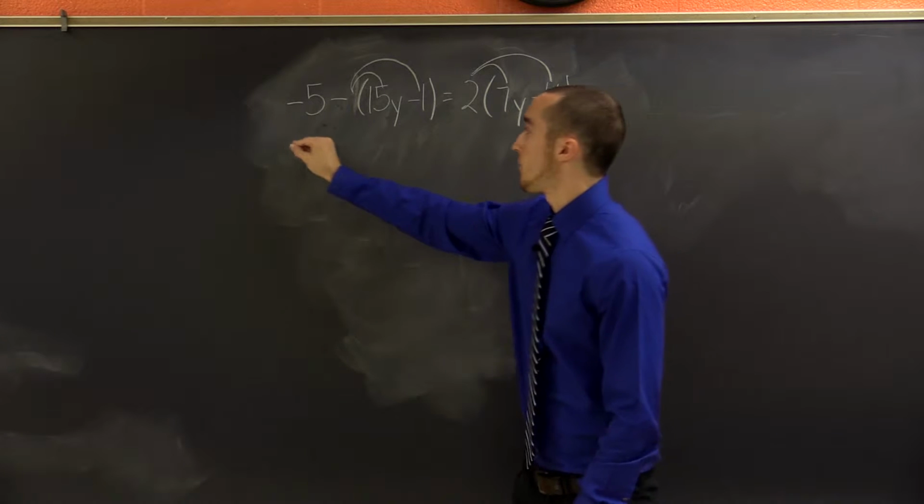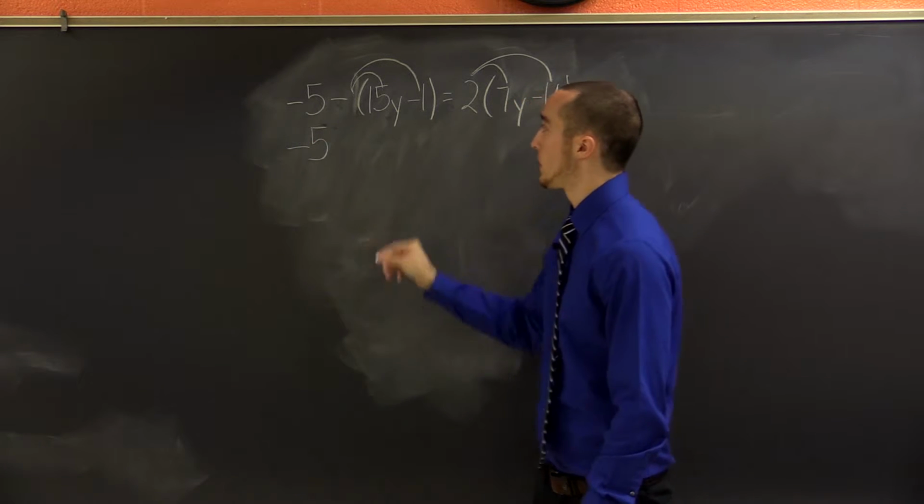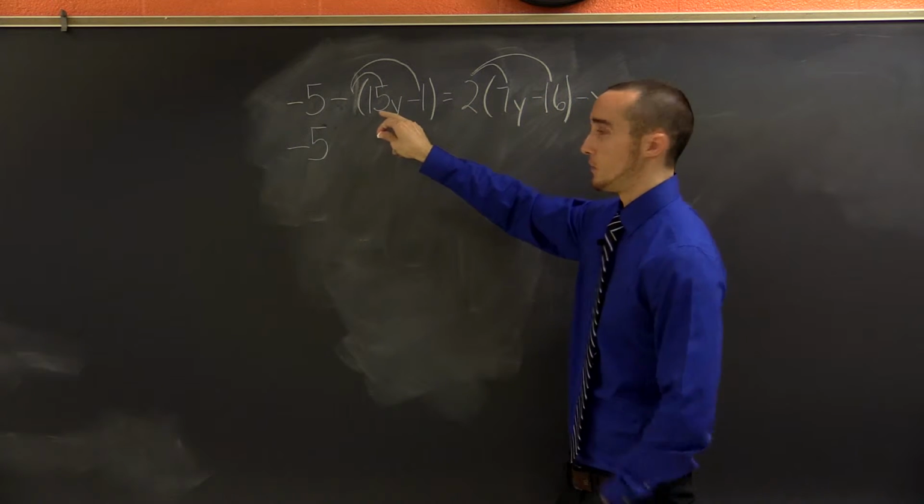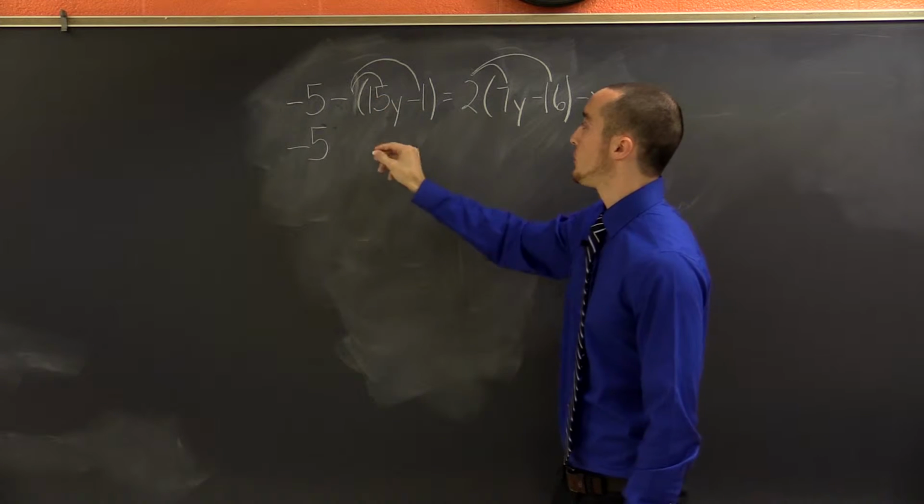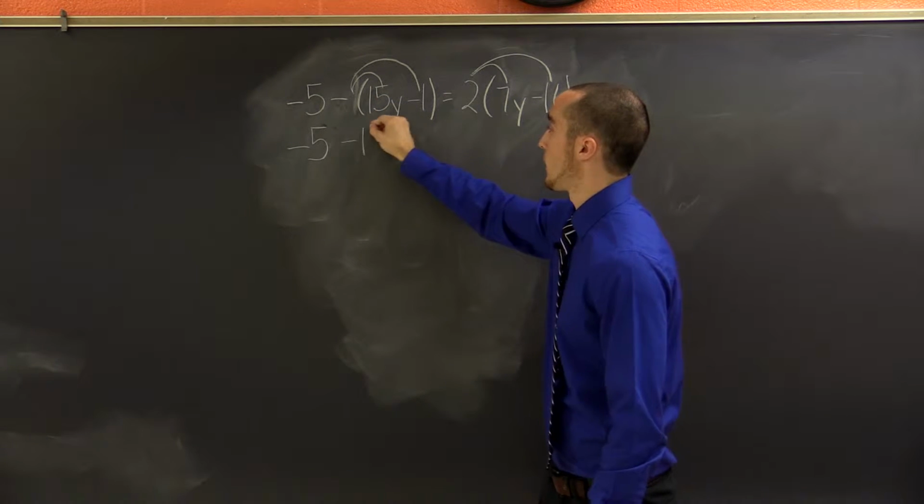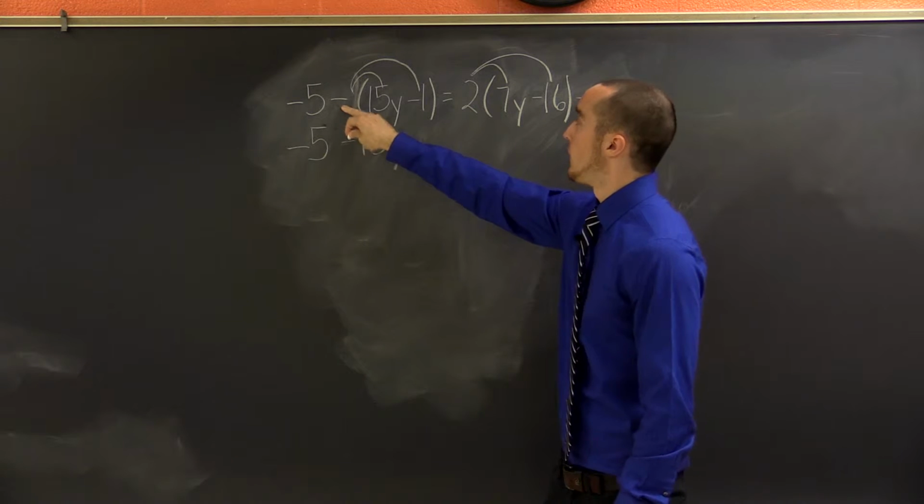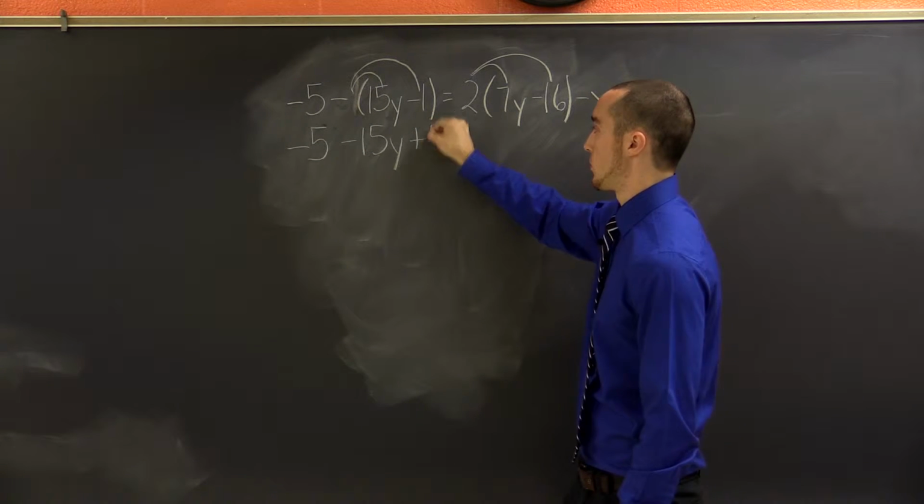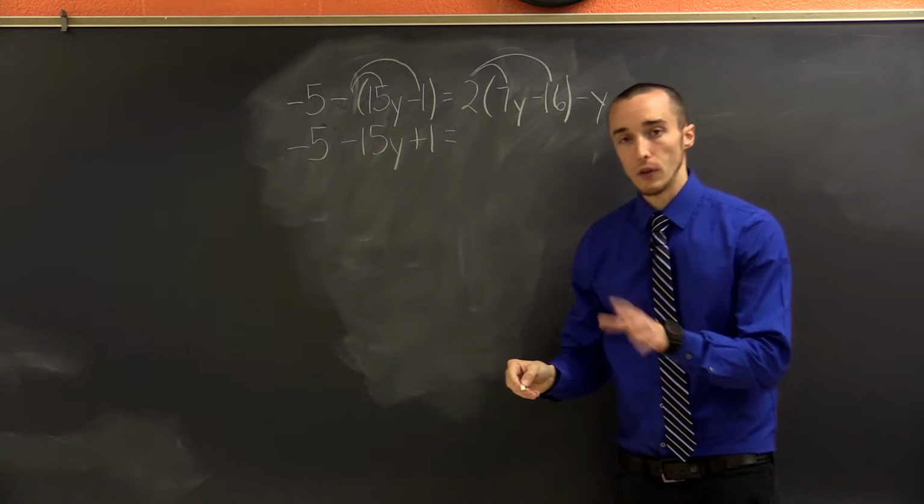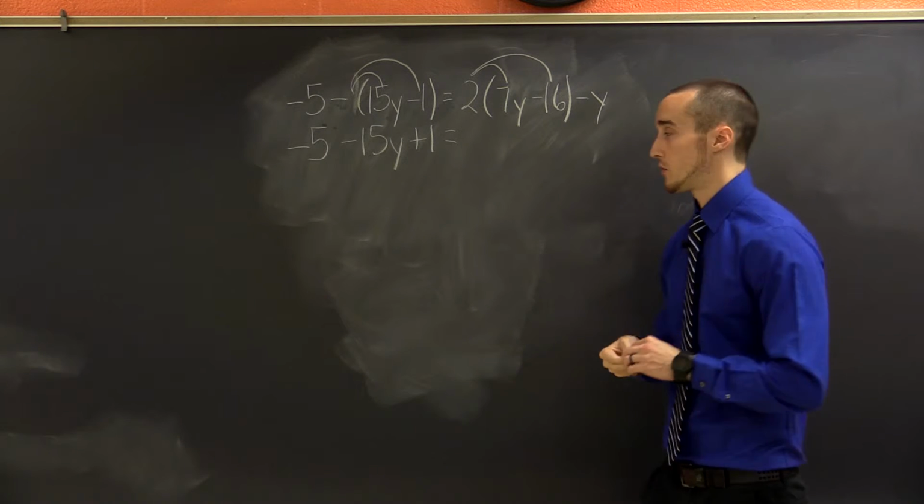So the negative 5, nothing has happened with it. When a negative 1 distributes, it just changes the sign. So this used to be a positive 15y, now it's a negative 15y. Negative 1 times negative 1, we'll turn that into a positive 1. So I've rewritten the left-hand side after I've done the distributive property.